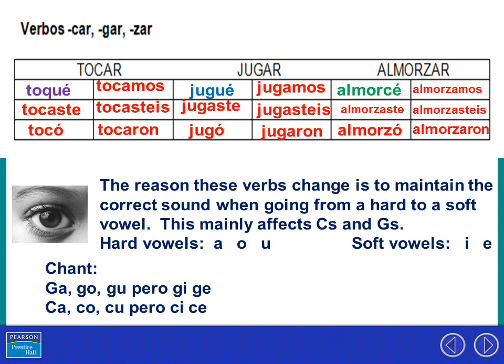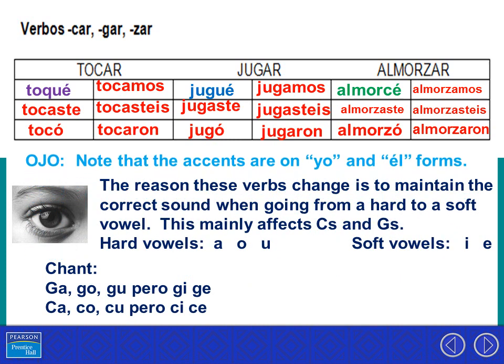So remember, -car, -gar, and -zar verbs have a spelling change. Note, the accents are on the yo and el forms, same as the regular verbs.